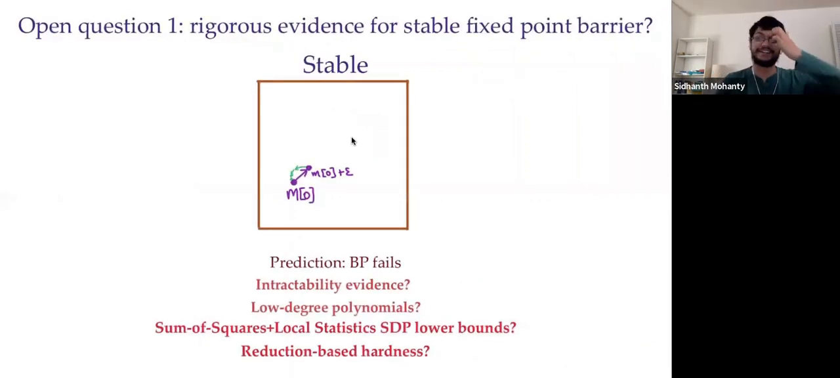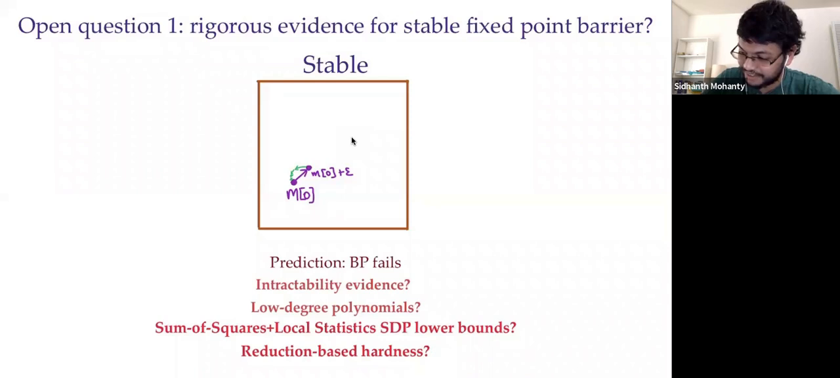So yeah, I'd say one pretty mysterious thing is, okay, they predict that BP fails, but they actually also say that this is when hardness starts to happen. And one question is, can you get any kind of intractability evidence? For example, it'd be good to say that low degree polynomials fail, or some strong SDPs also fail. But actually, another interesting question is some reduction based hardness.